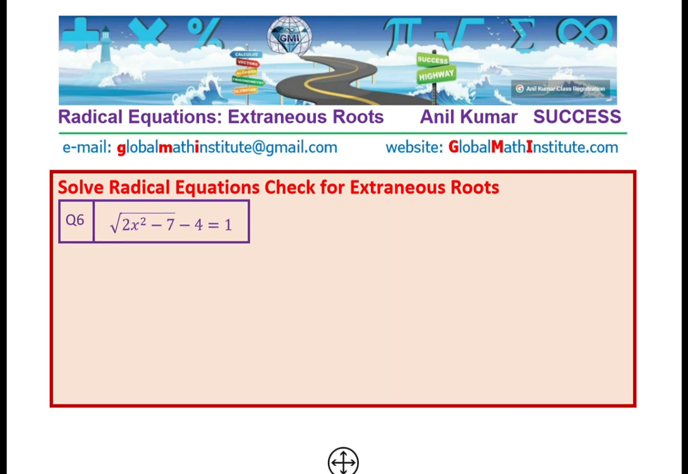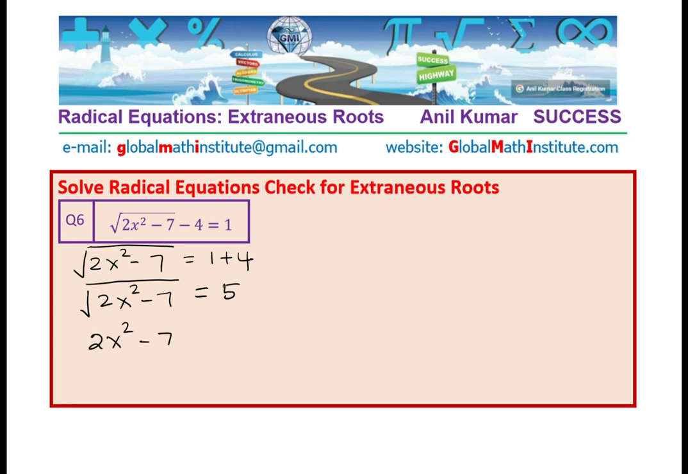Now let's move forward. Question number 6. Now let us take the solution for this particular question. So it is square root of 2x squared minus 7. We'll take minus 4 to the right hand side and we can write this as 1 plus 4. So we get square root of 2x squared minus 7 equals 5. We can now square both the sides. We get 2x squared minus 7 equals 5 squared, which is 25. Take 7 to the other side, so we get 2x squared equals 25 plus 7.